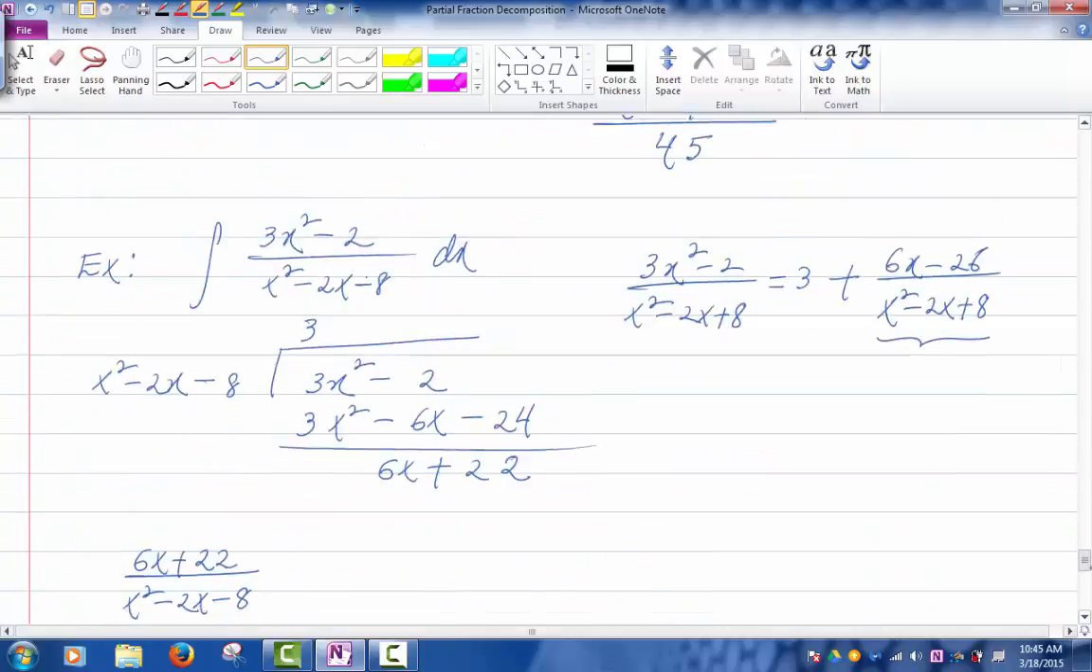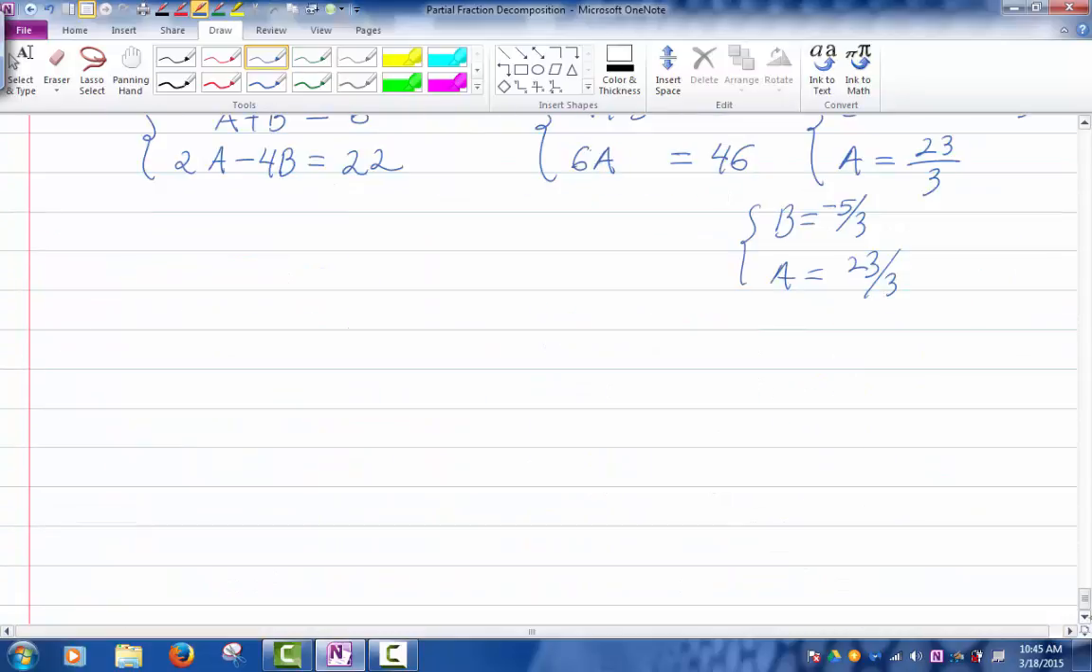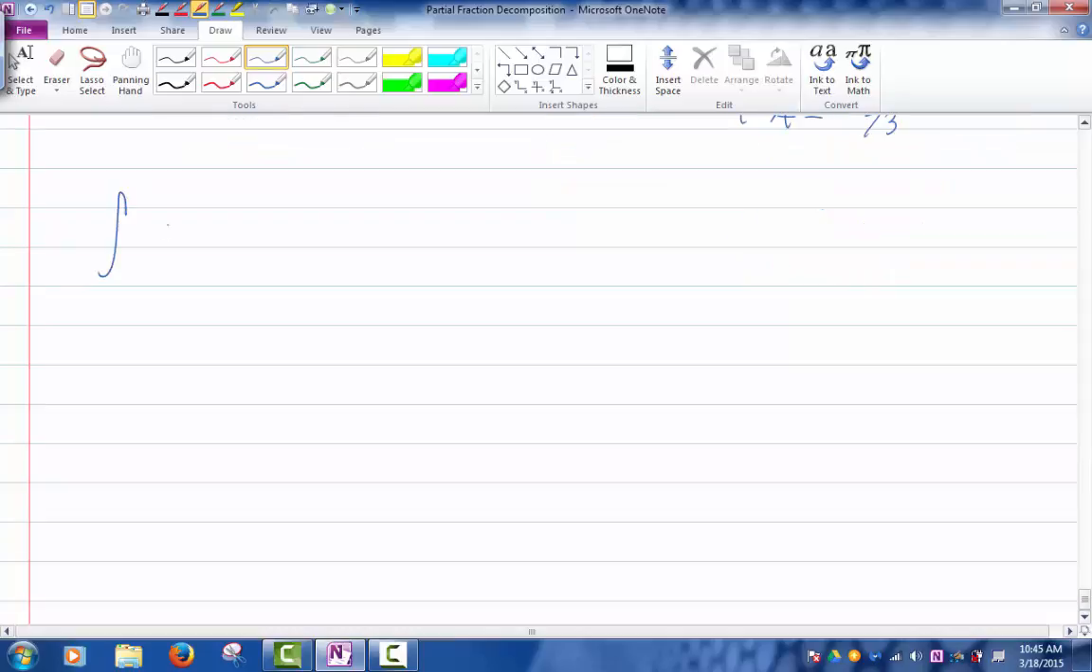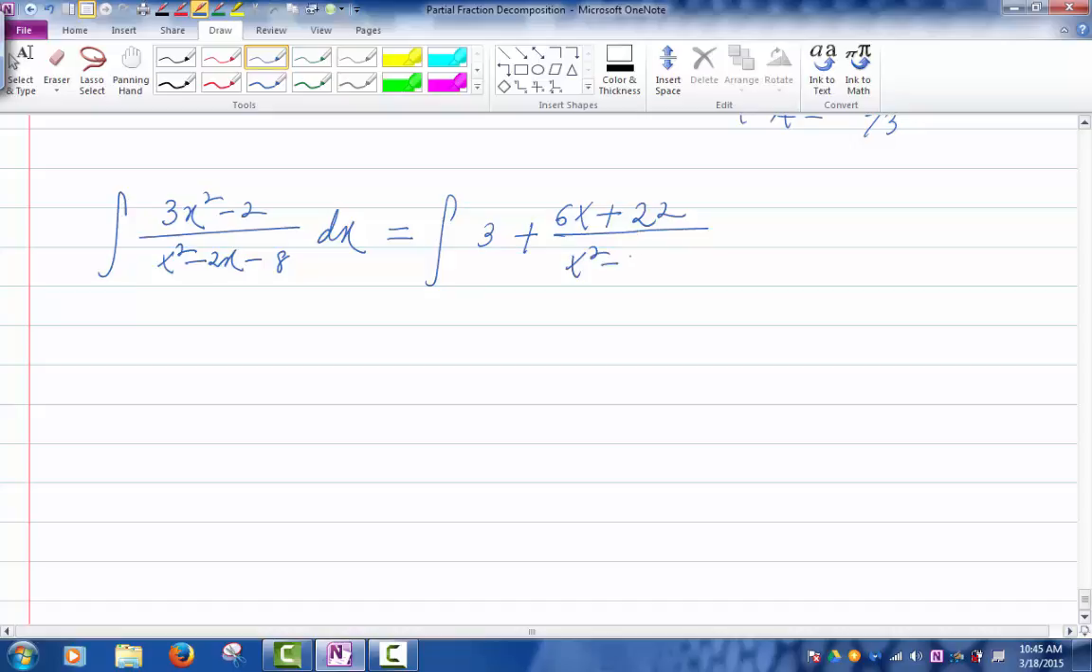So again, let's go back to what we started with. By this time we lost track of what we had, right? Let's go back. I was originally trying to integrate this. And then we said this is 3. We did long division, and we said this is 3 plus 6x plus 22 divided by x squared minus 2x minus 8. So we did long division and rewrote this way.